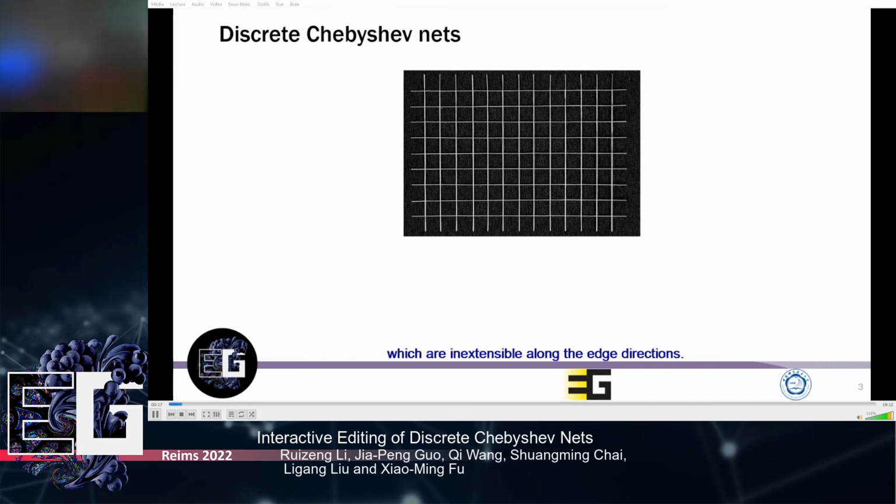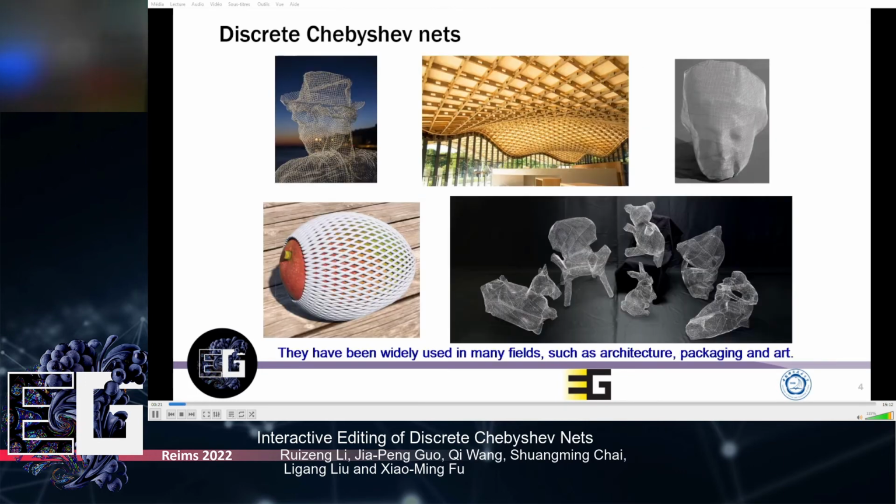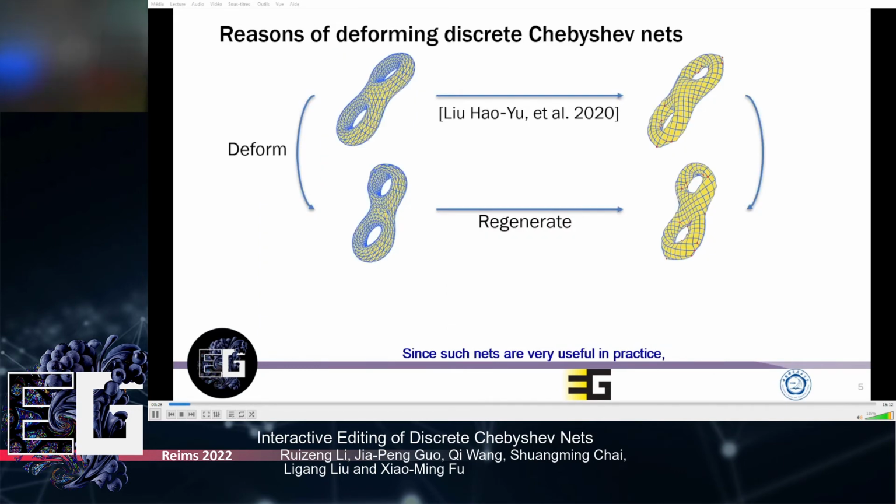Discrete Chebyshev nets are meshes with all edges of equal length, which are inextensible along the edge directions. They have been widely used in many fields, such as architecture, packaging, and art. Since such nets are very useful in practice, it's desired to design them in a short time.